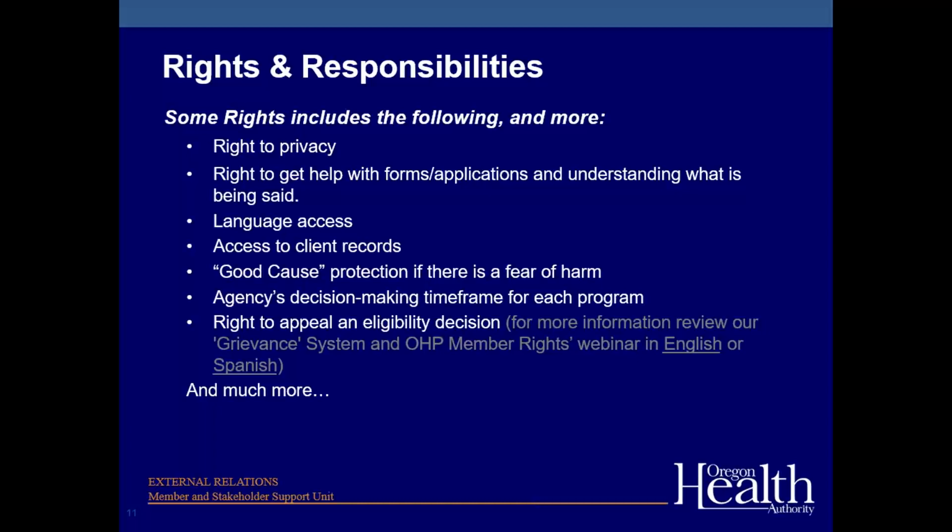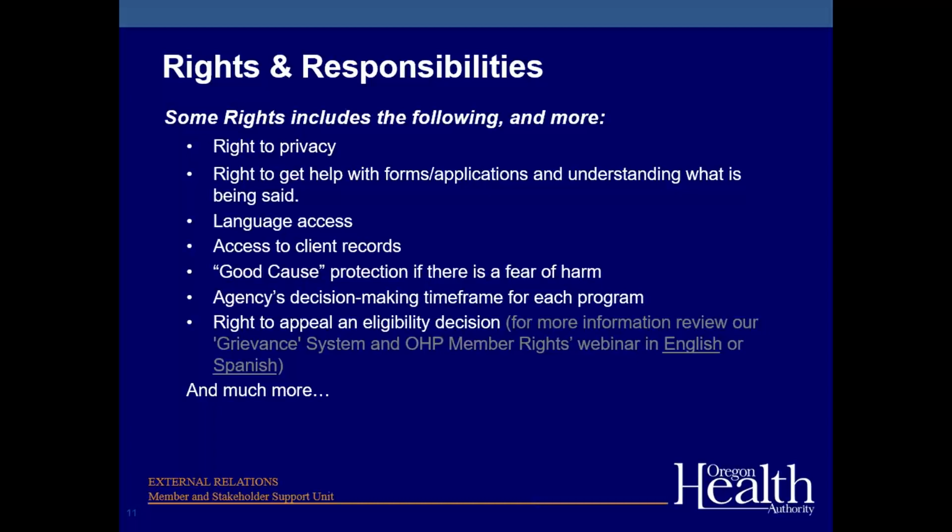Some of the rights include a right to privacy, a right to get help with forms and applications and understanding what's being said, a right to language access, to accessing this process in their language. And we have tools for that. They have a right to access their own client records. They have a right to good cause protection. So if there's a fear of harm, that's considered good cause protection, and we can take extra measures to accommodate that. They have a right to know what the agency's decision-making timeframe is for each program, and they have a right to know about their eligibility within a certain amount of time.